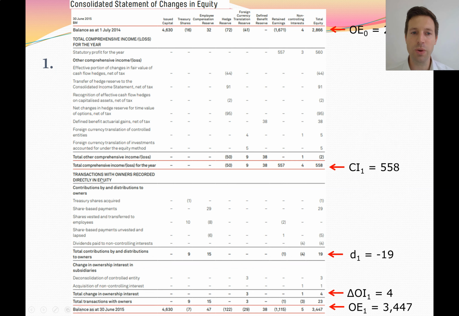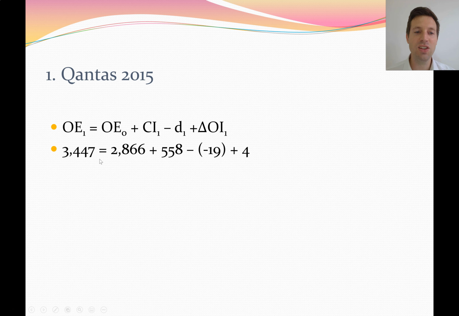In the statement of changes in equity, it tells us the total comprehensive income or loss for the year, and it gives it 558. And it tells us the total contributions by and distributions to owners, which we're using the term D for dividends. And they've got a minus 19 payment to their shareholders in this case. Qantas also had some ownership interest changes equal to 4 during the year that we need to take into account because that influenced the change in equity balance. So our formula, this year's equity is equal to last year's equity plus the comprehensive income, which we just got from the statement of changes in equity, minus the payments to shareholders, plus the change in ownership interest.